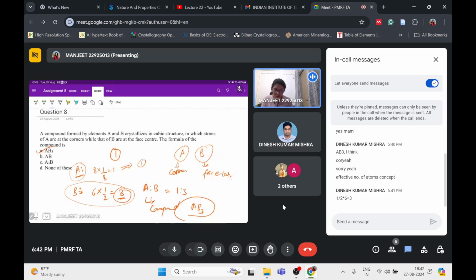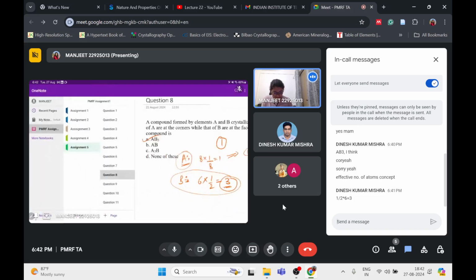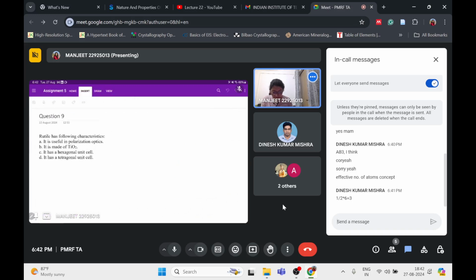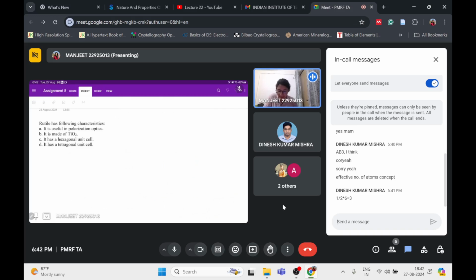Now let's move to question number 9. Rutile has the following characteristics. A, it is useful in polarization optics. B, it is made of TiO2. C, it has a hexagonal unit cell. D, it has a tetragonal unit cell.